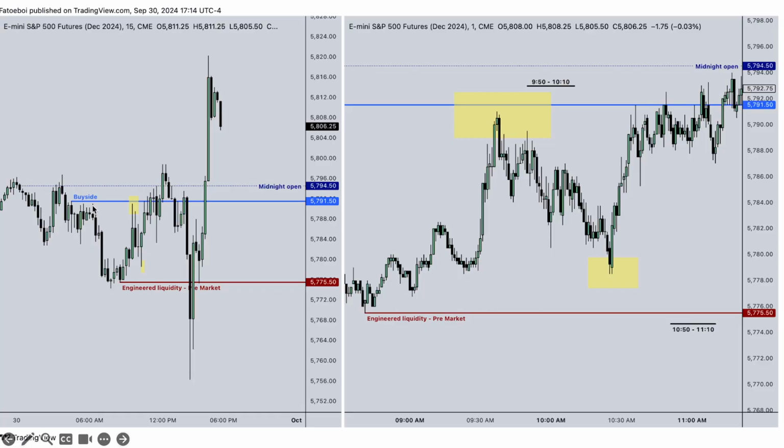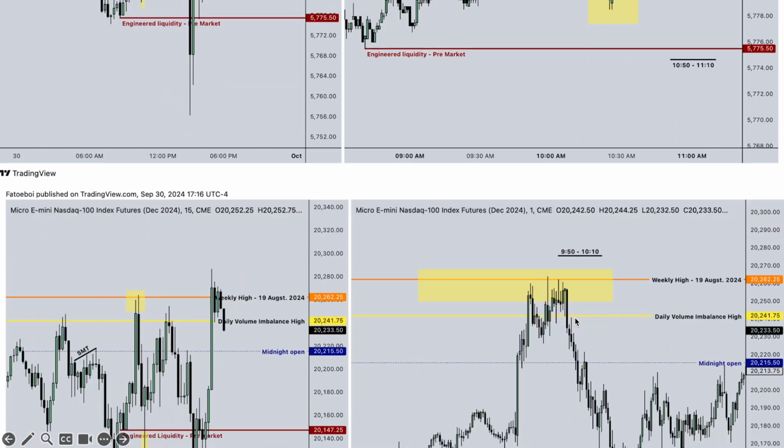This high, where my cursor is on, and this high are exactly the same. So that means that it's not being swept, it's not being taken, it's not being engaged. So this is that engineered liquidity in the ES. And in here, we see we don't draw down to the engineered liquidity taken in the pre-market.